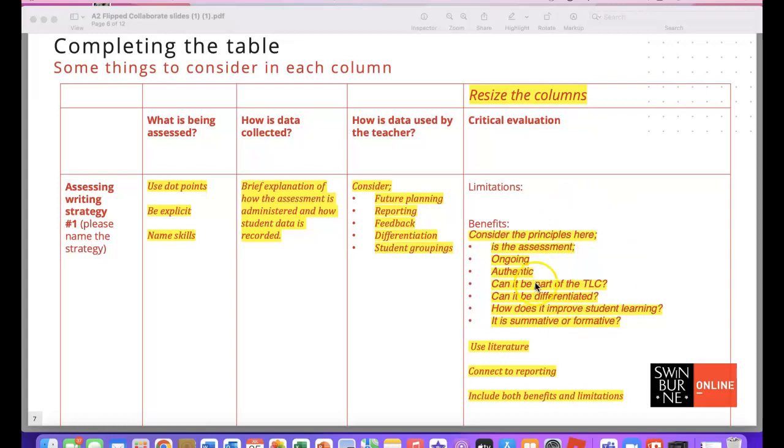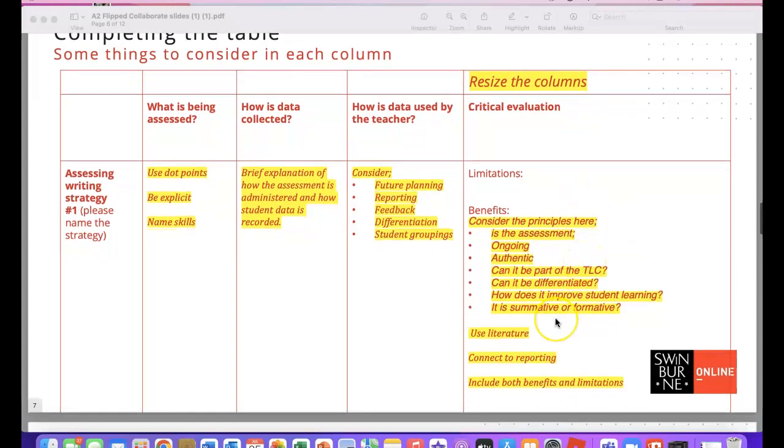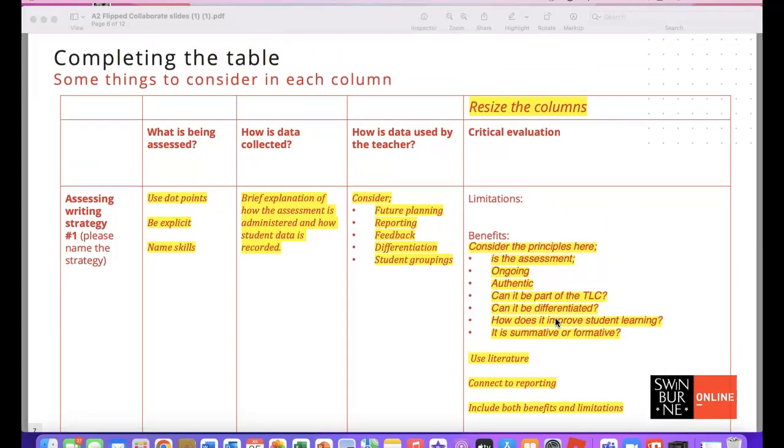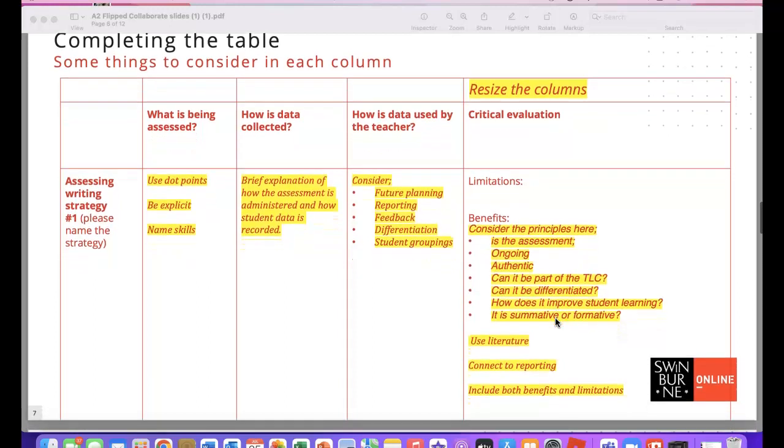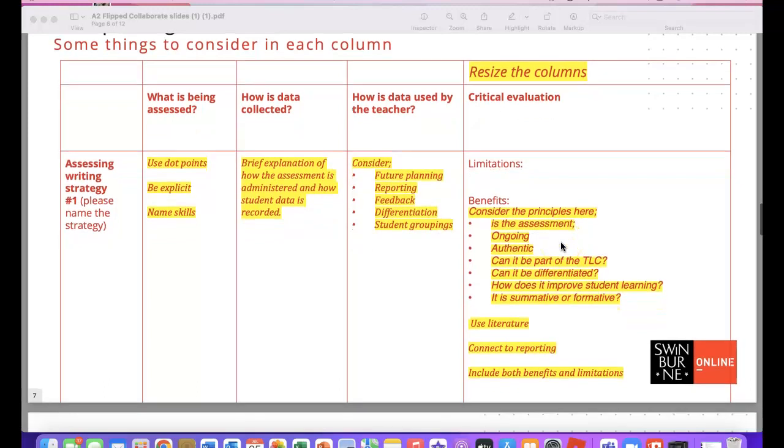The other thing that's really important here is that you make sure you use literature. They can't just be ideas of your own. They need to be supported by some sort of academic evidence. So that's really important.